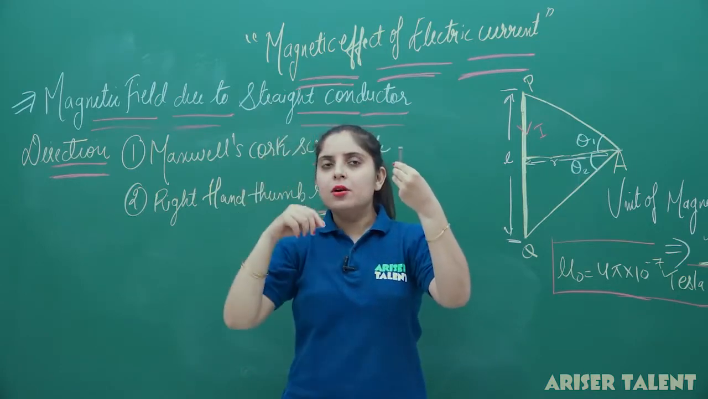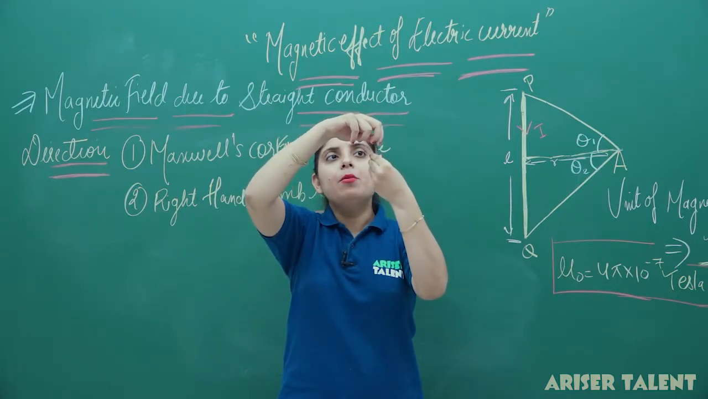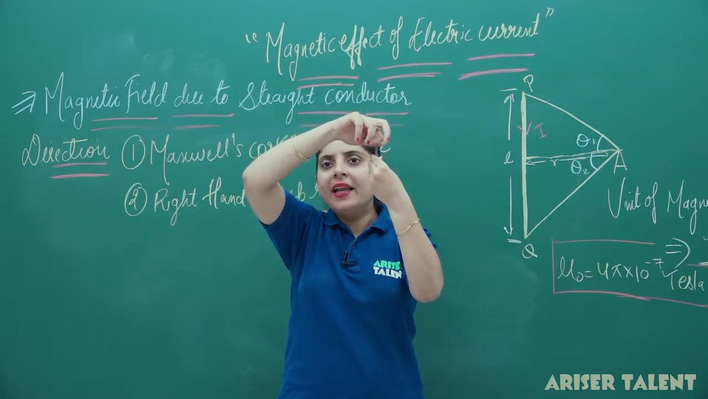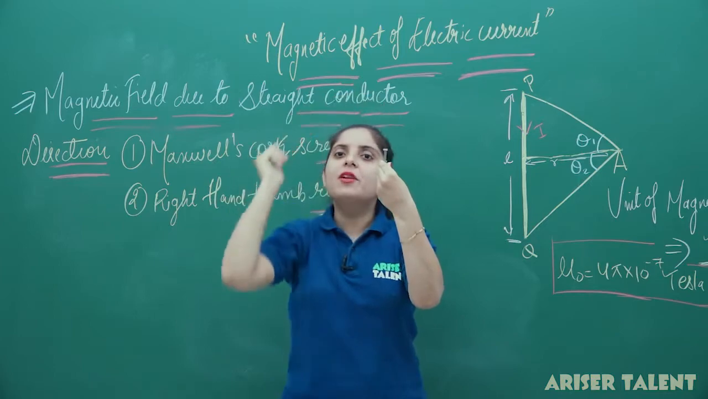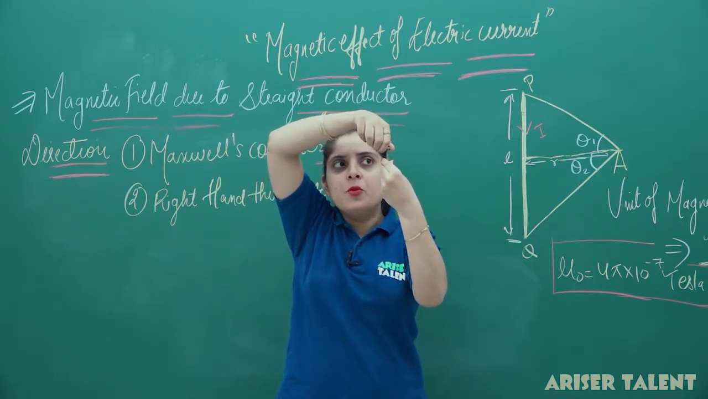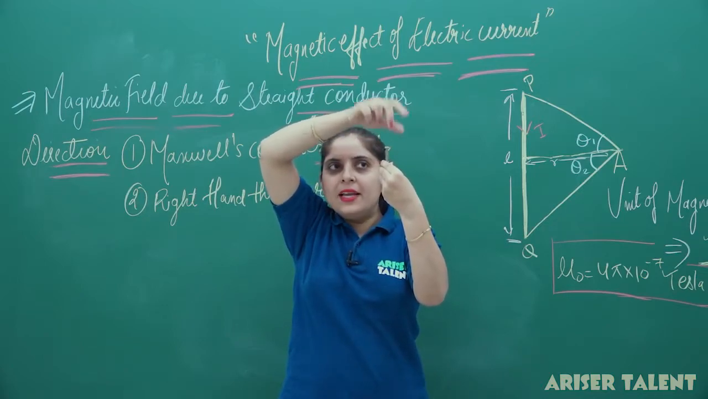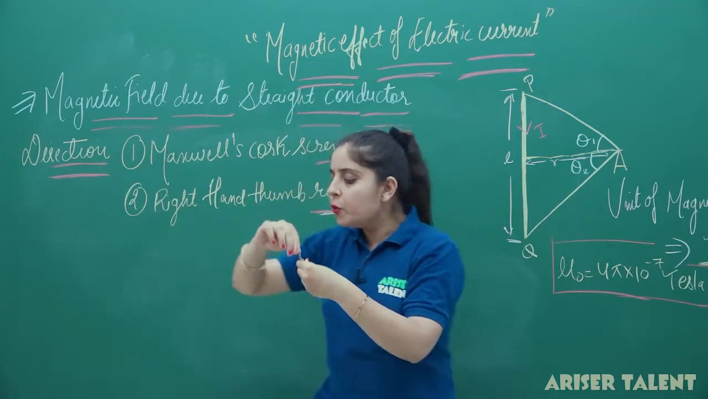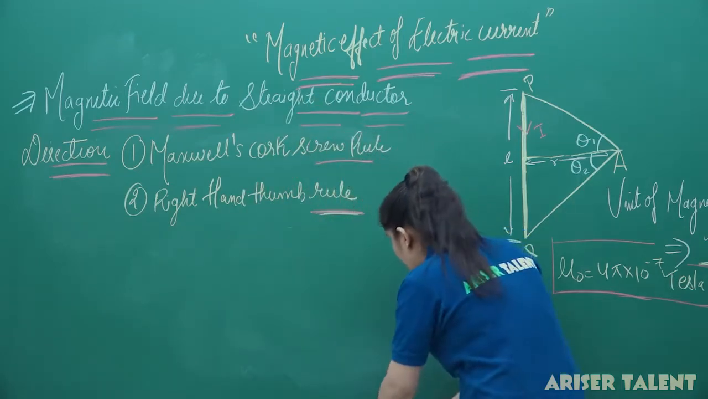Suppose this is the screw I have. If I am rotating it like this to pack it, then this rotation will give you the direction of magnetic field. And to open it, if I am rotating it in anti-clockwise direction, it opens in the anti-clockwise direction. So this direction will give you the magnetic field. So this is what you have to do in Maxwell's corkscrew rule.